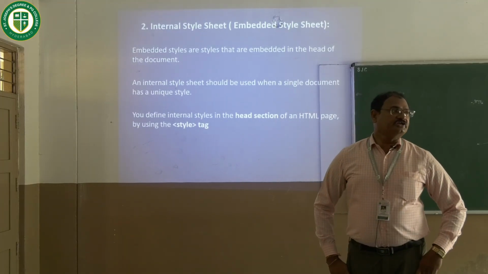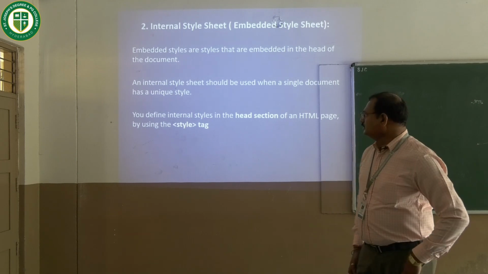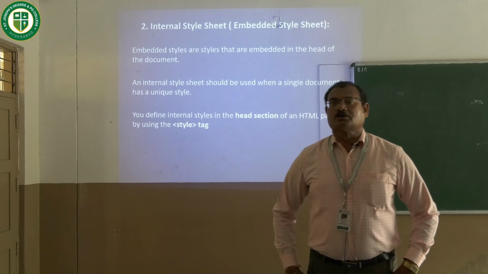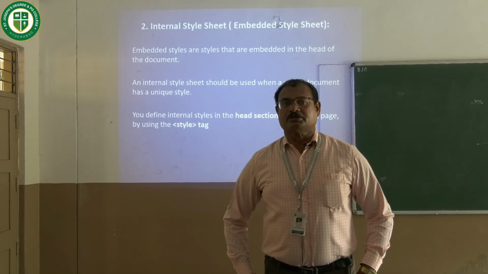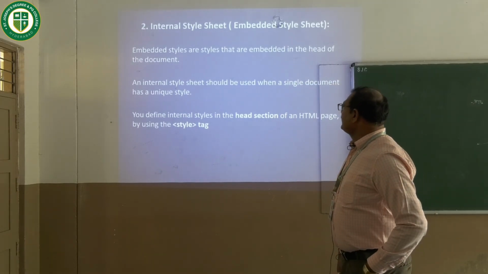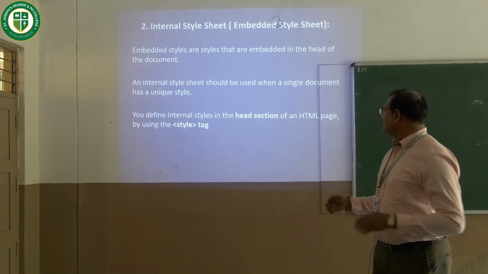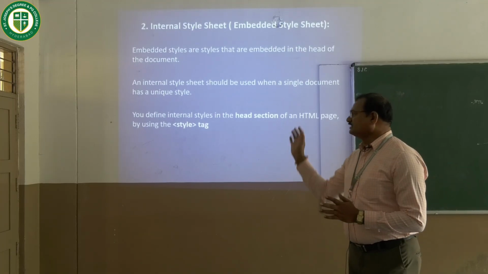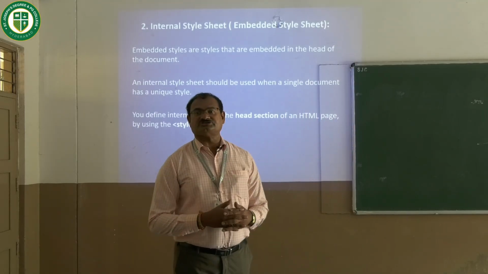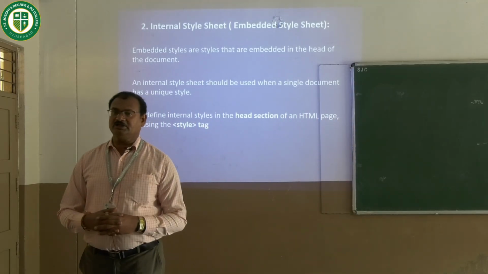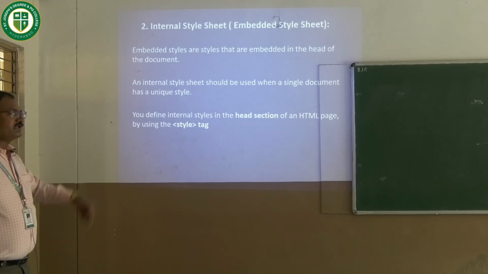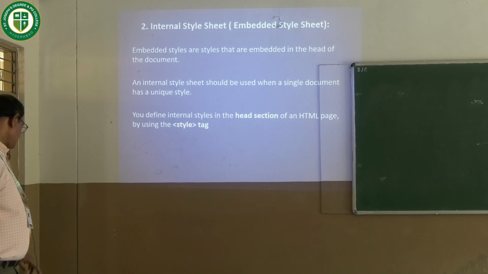For that we are going to use the internal style sheet. So when it comes to the internal style sheet, we are going to use what tag? The style tag. In the style tag you are going to define the styling rules. So the internal style sheet is also called what? The embedded style sheet. If a document has a unique style, then you can prefer the internal style sheet. So how are you going to define the internal styles in the head section of the HTML page? By using the tag, that is what?